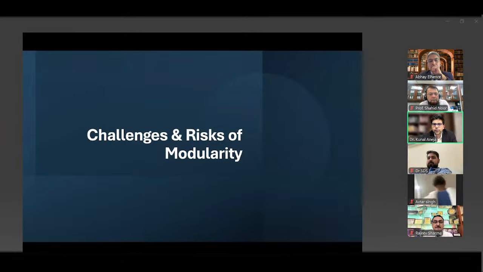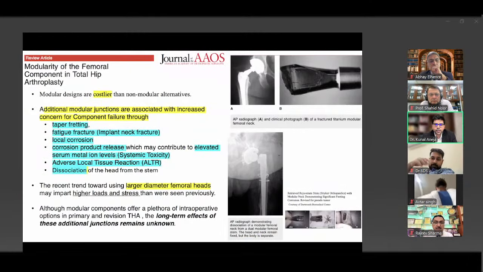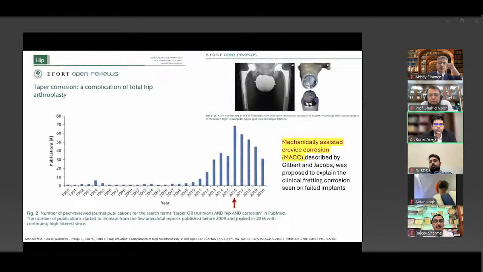So what does the modularity bring with it? It is the challenge of risk of failure. The modular designs have the following risks. We have taper fretting, fatigue fractures of the neck, and local corrosion, which leads to elevated metal ions, which will lead to systemic toxicity and ALTRs. There can be dissociation of the head from the stem, and a larger diameter femoral head leads to more stresses at the junctions. The long-term effects are still yet to be studied.